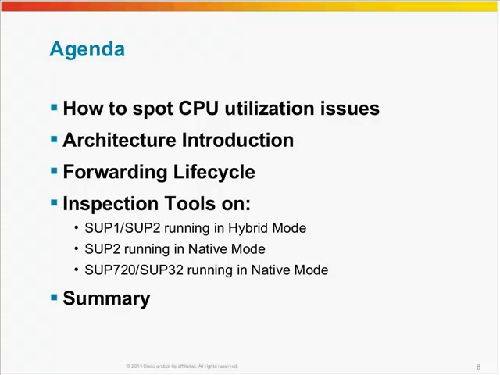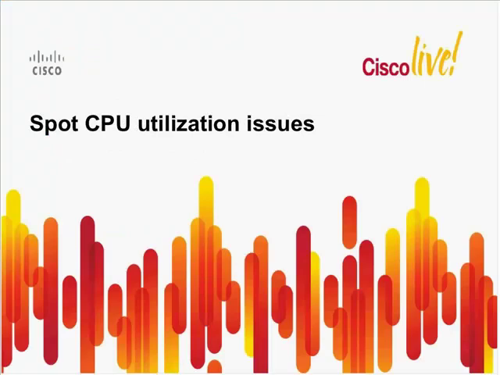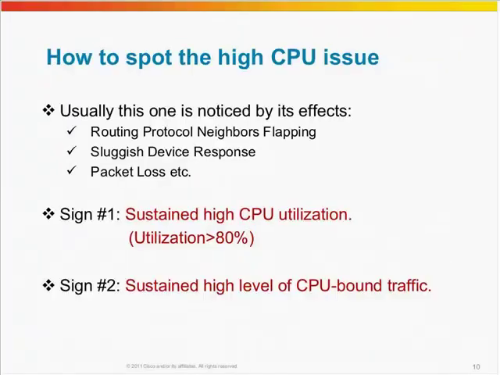All right, how to spot a CPU utilization problem? Whenever we are talking about a CPU issue, it's mostly related to some kind of control plane protocols, like EIGRP or OSPF or HSRP. So in case you see that any one of these protocols is having some problem, or you see that HSRP neighborship is flapping or EIGRP neighborship is flapping, then that can be caused by a high CPU problem.